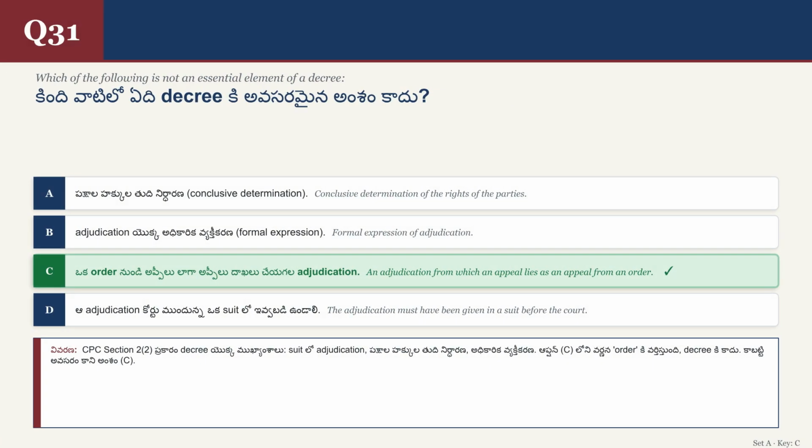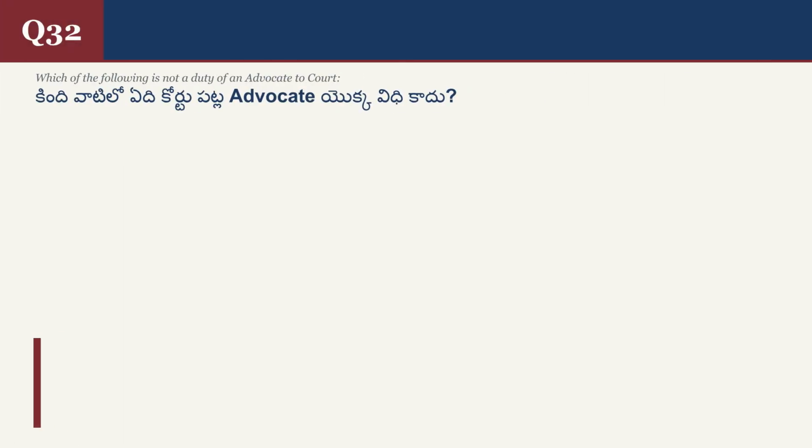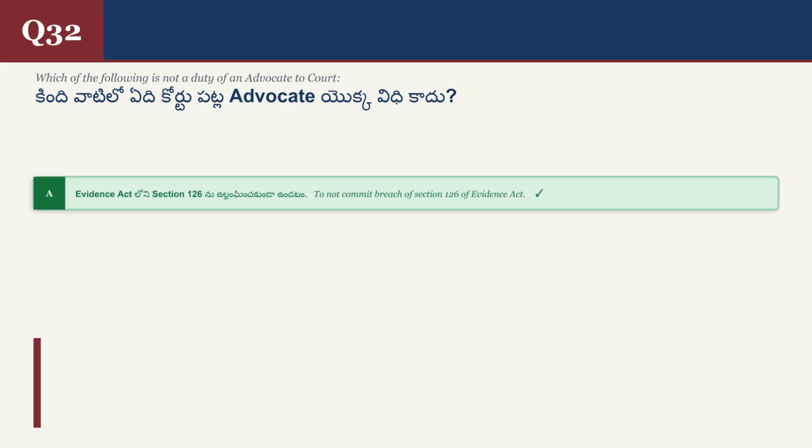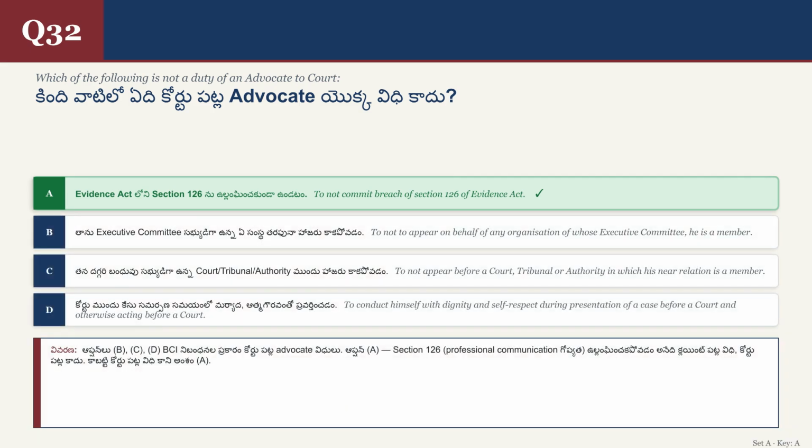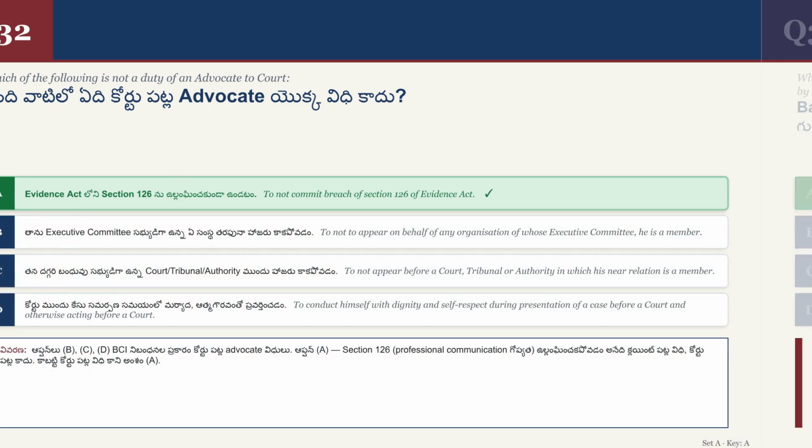Question 31 asks, which of the options is not an essential element of a decree? The correct answer is C, an adjudication from which an appeal lies as an appeal from an order, as this description applies to an order, not a decree. Question 32 asks, which is not a duty of an advocate to the court? The correct answer is A, to not commit a breach of Section 126 of the Evidence Act, as this is a duty owed to the client, not the court.